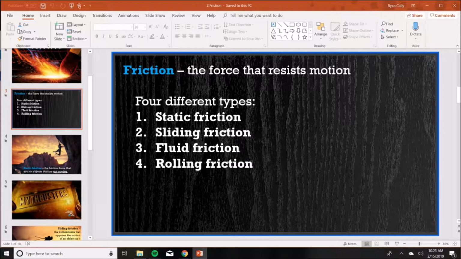So we'll get into 4 different types. Some of them are similar than others, but we got static friction, we got sliding friction, we got fluid friction, and we got rolling friction. So let's take a look.